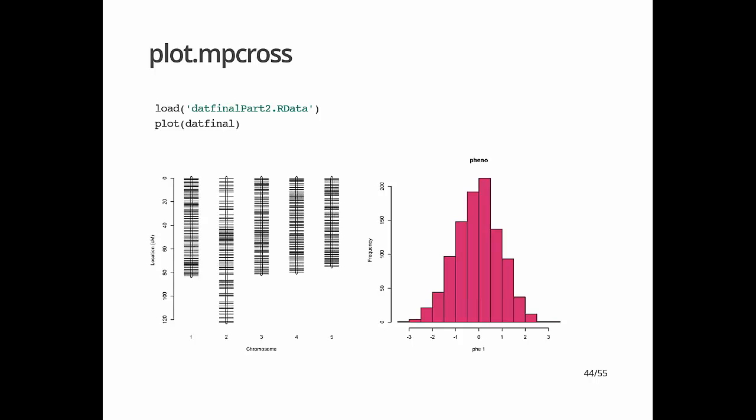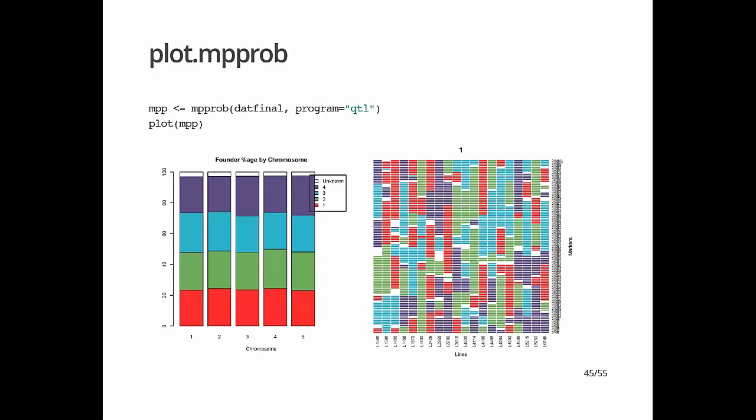Plot mpprob, just to show you some examples. This one is the first plot that comes up. It shows you the founder percentage by chromosome, and the white bit is the part that we can't identify. So if your map is not hugely dense, or if you have founders which are very similar to each other, then you may not be able to tell them apart, and you'll get large bits of white. Otherwise, you'd hope that those bands are roughly even. So you're hoping you should get roughly equivalent amounts of each chromosome from each founder.